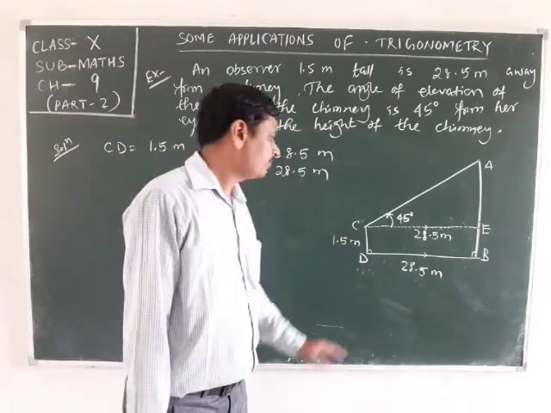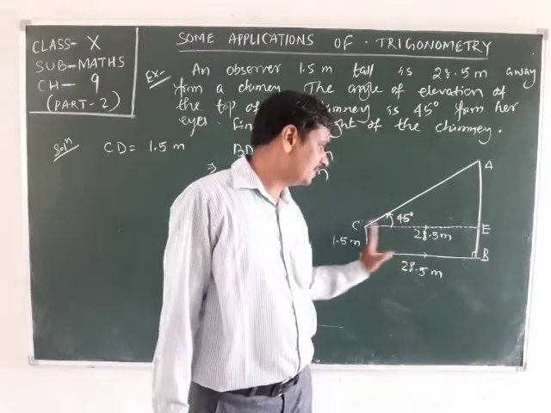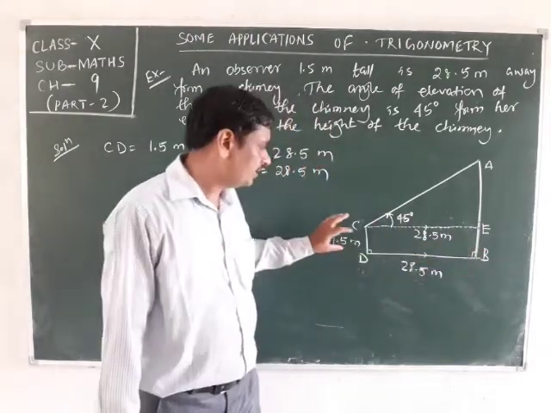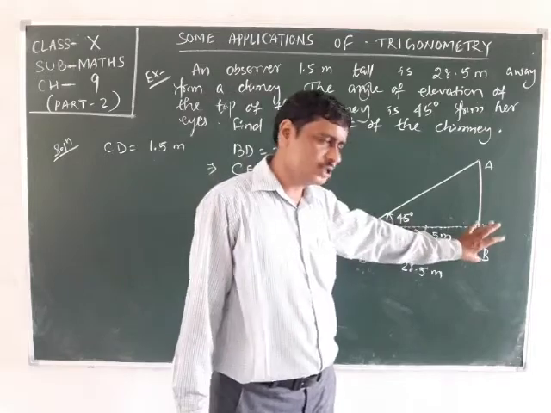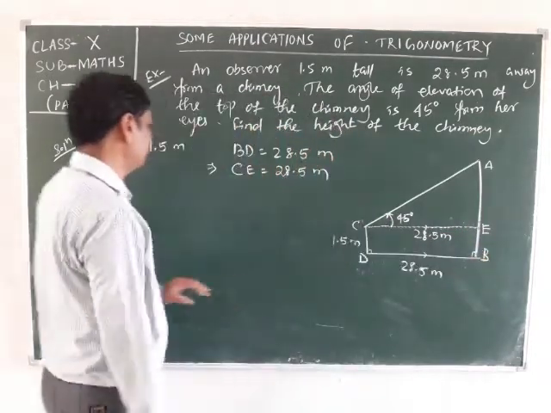Now, CD and BE are opposite sides of this rectangle. That's why the length of CD and the length of BE are also equal. That's why BE is also equal to 1.5 meter.